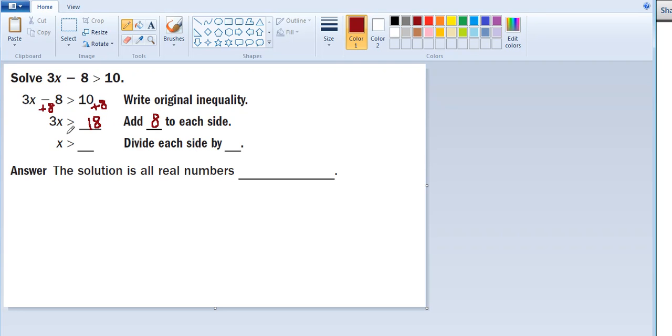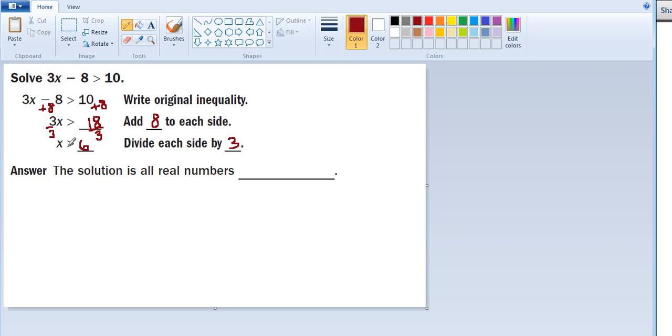Now if you imagine this as 3x equals 18, what we want to do is make the x by itself by dividing by 3. So we're going to divide each side by 3. Right here, we'll divide by 3 and go ahead and write that in there. Divide this by 3, and what you're left with is x is greater than 6.